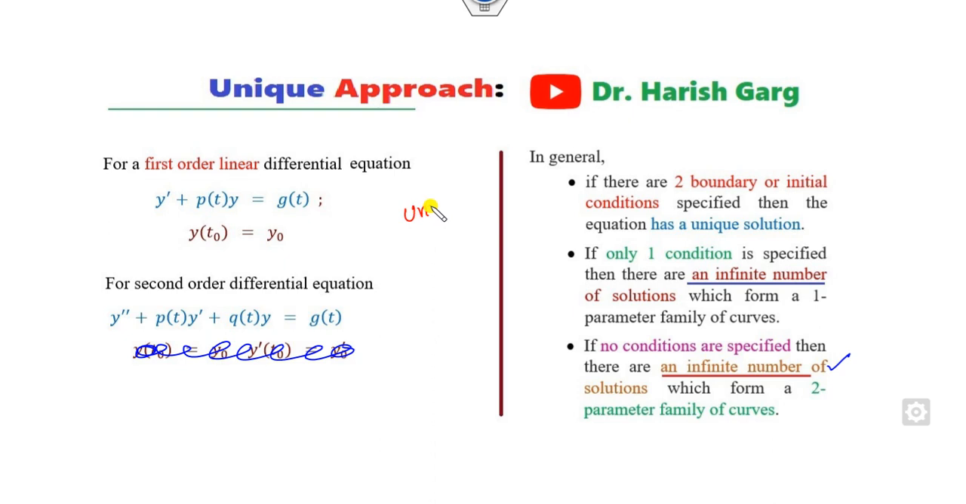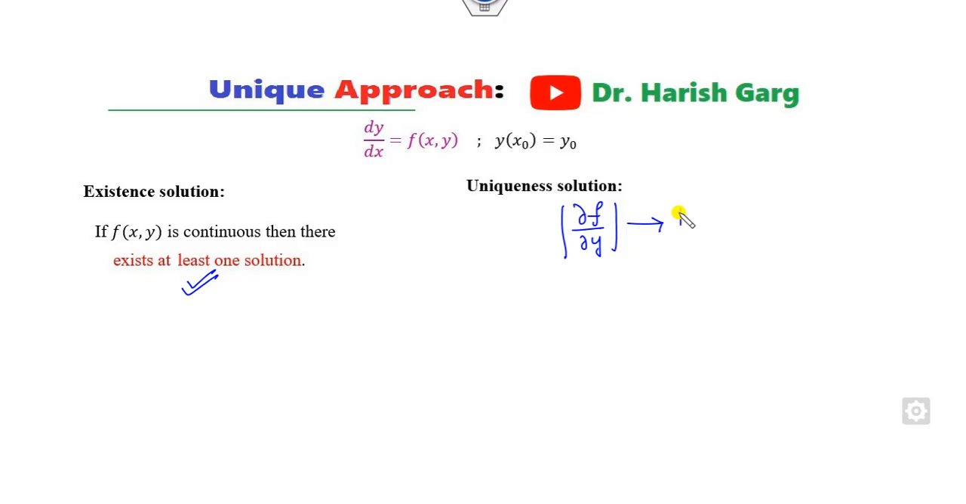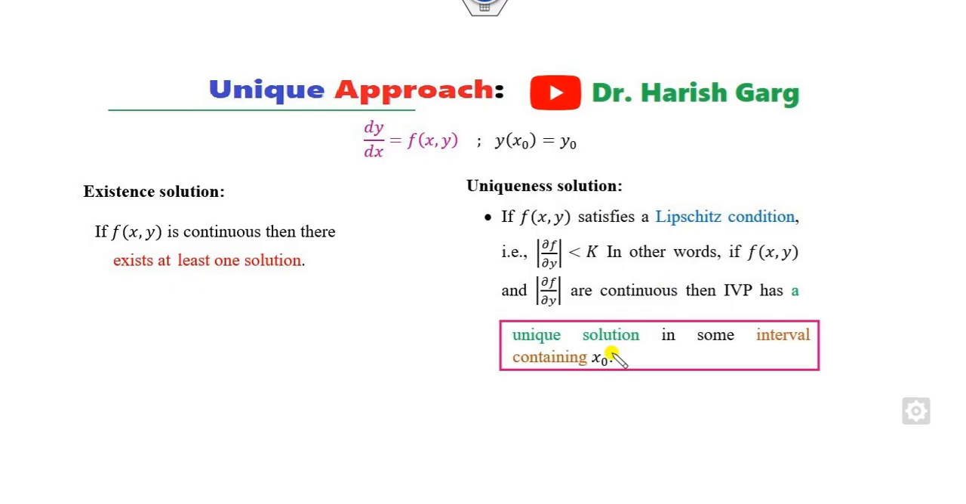Now from this we can see when we will get the unique solution. But what about the others, that is, no solution or infinitely many solutions? For that case, we will consider the existence case. If you prove that this function f is continuous, then there is a guarantee of at least one solution. And if you prove that del f upon del y is bounded, that means f satisfies the Lipschitz condition, then you can say the unique solution will exist. In other words, if you prove that f and del f by del y both are continuous, then you can always say a unique solution exists in the neighborhood of x naught.